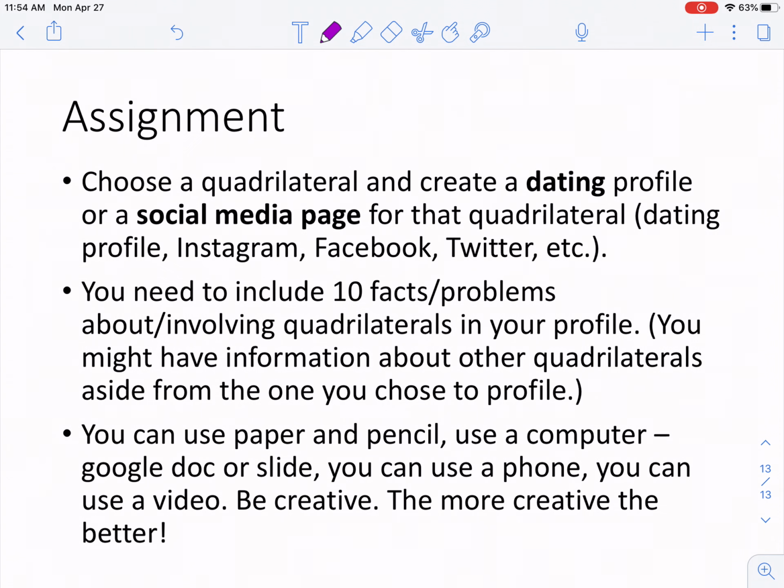So be creative. Maybe you're drawing me pictures. Maybe you're somebody who likes to draw pictures, take notes, and identify things. I want you to be as creative as possible with this idea of a dating profile or a social media page. I want you to give me information that you know about the quadrilateral that you choose. Again, you might have 10 facts or you might have problems. So maybe you have some area problems, or perimeter problems, or information about their angles. But I want you to be as creative as you can. I am looking for at least 10 things.